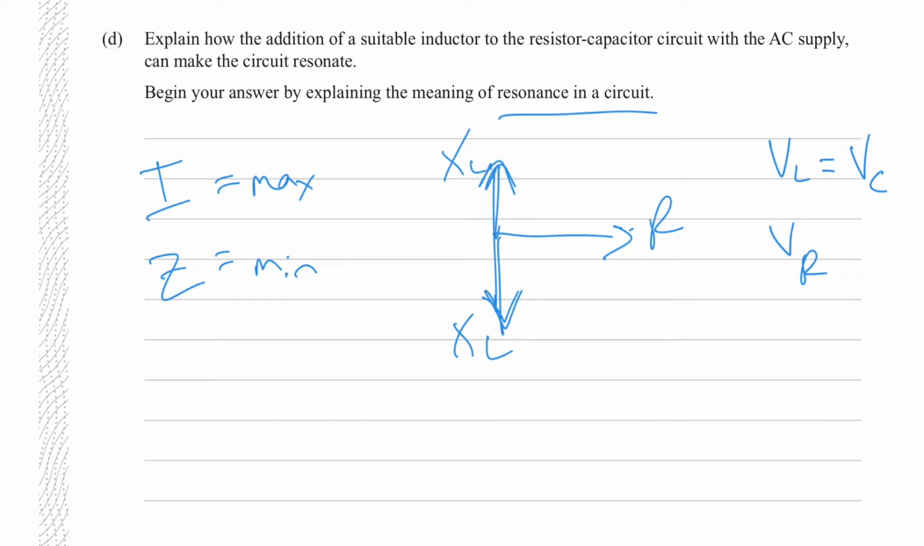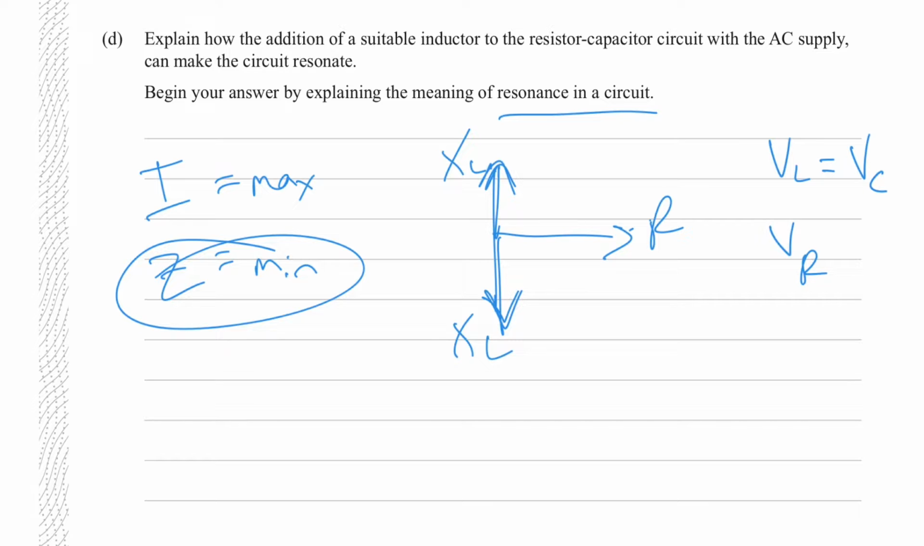And of course, if Z is minimum, because of those two working against each other, then your current will have to be maximum. So how the addition of an inductor can work to do this, I've sort of talked around a little bit.